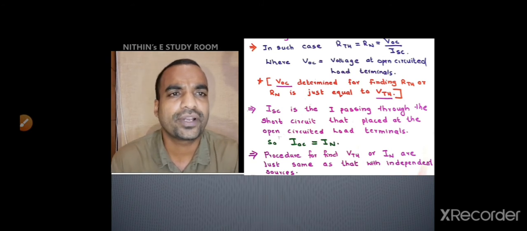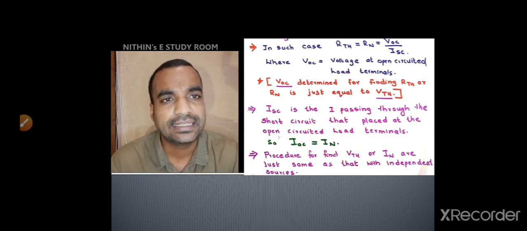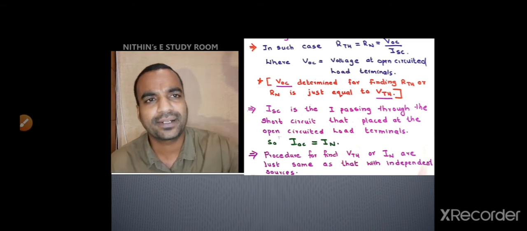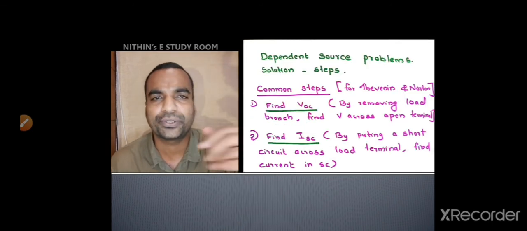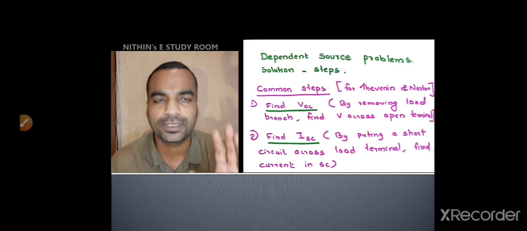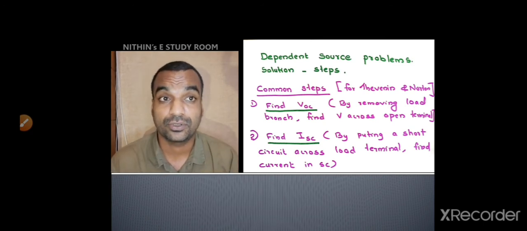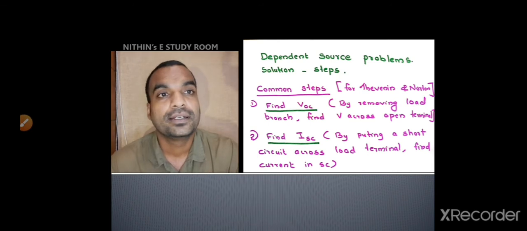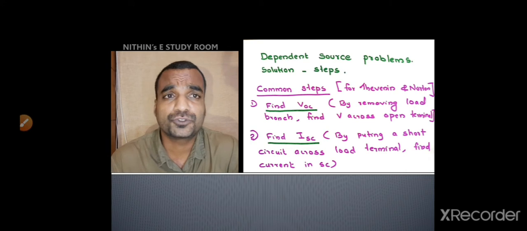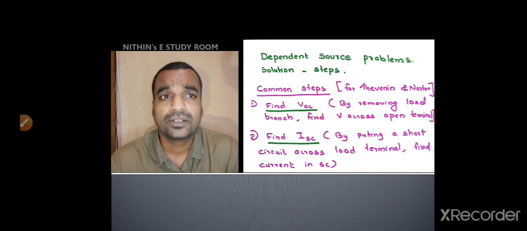So the procedure to find VThevenin or IN is just the same as that with independent sources. The procedure is just the same, but you don't go for that. You will get these values directly from the calculation of RThevenin or R Norton. So I am arranging a step-by-step procedure, the dependent sources problem solution step by step. So the first two steps are common steps.